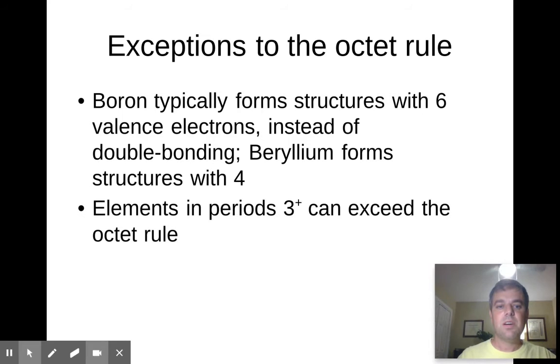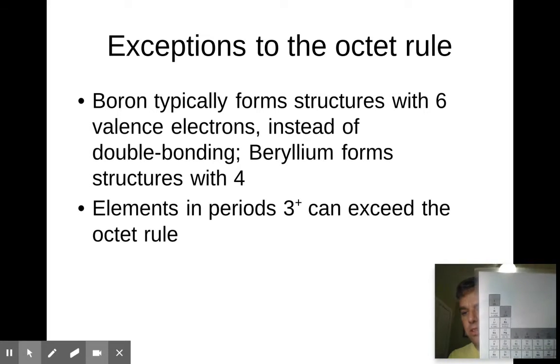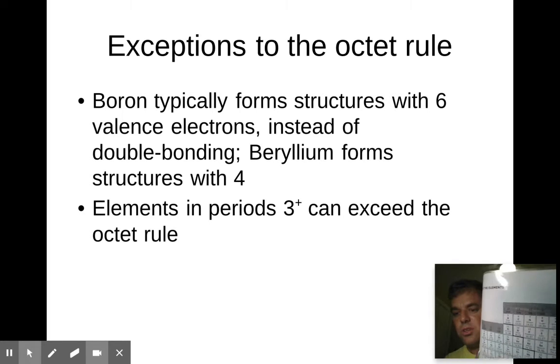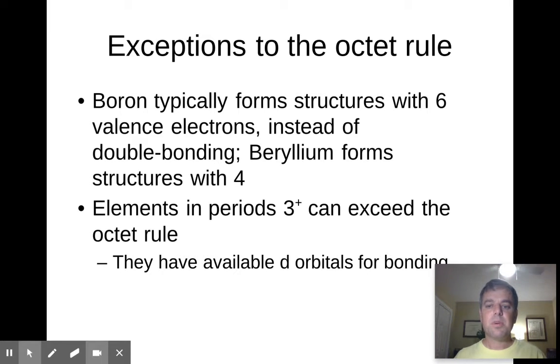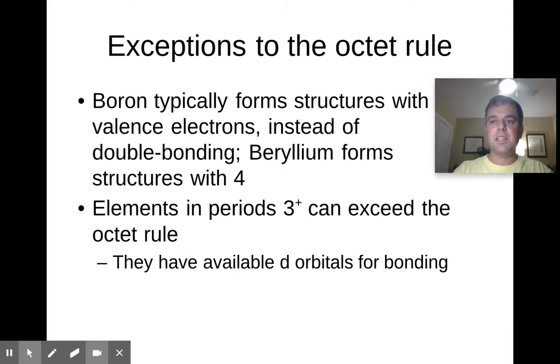The thing you'll see a lot more often is elements that are in period 3 or above. So starting with sodium, but really sodium doesn't matter because we're talking about covalent bonding generally. So primarily starting with silicon, phosphorus, sulfur, chlorine, and all of these elements down here, they can exceed the octet rule because they have available d orbitals for bonding. When you're following the octet rule, the reason it's 8 valence electrons is because you have one s orbital and you have 3 p orbitals that hold a total of 8 electrons.